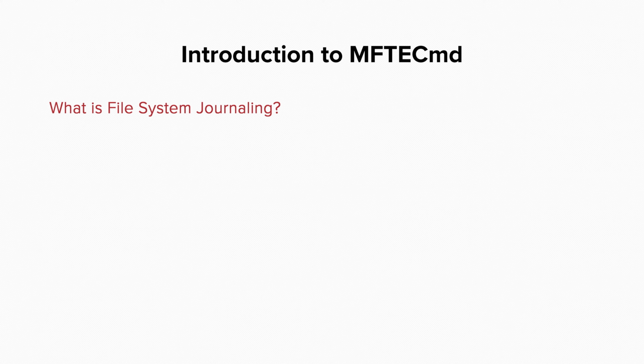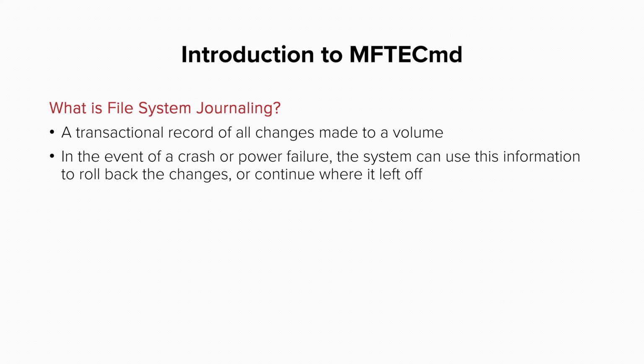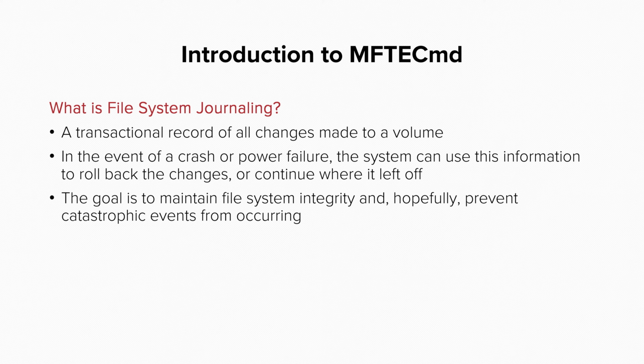Firstly, though, what is file system journaling? Well, at a high level, it's a transactional record of all the changes made to a volume. In the event of a crash or a power failure, the operating system can use the information stored in these journals to roll back or undo changes and pick up where it left off. The overall goal is to maintain the integrity of the file system and to hopefully prevent catastrophic events from occurring.